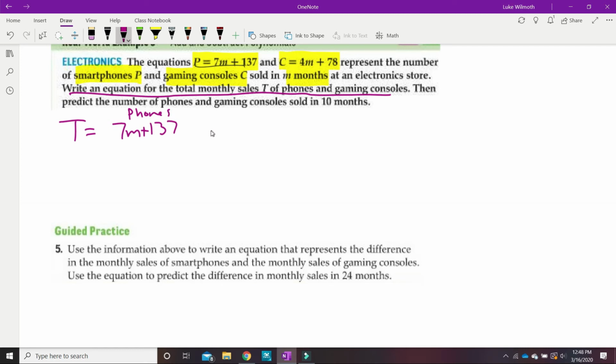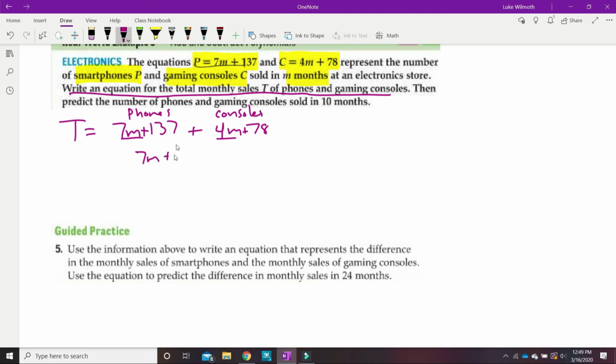And then I've got my gaming consoles, which is 4M plus 78. Now, if I want to find the total of those two, you just add them up. Okay, now we're adding polynomials. I think the book probably would have put these in parentheses, but there's no need to do that, as we already discussed. Now we just combine the like terms.